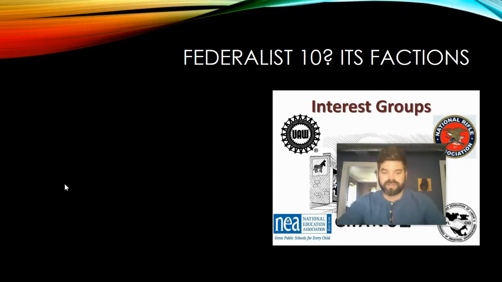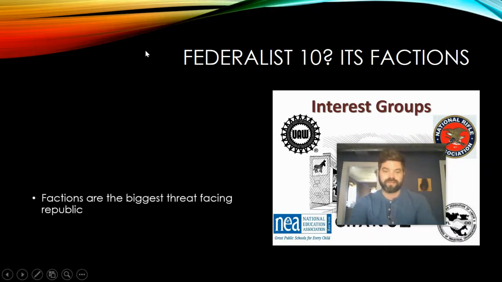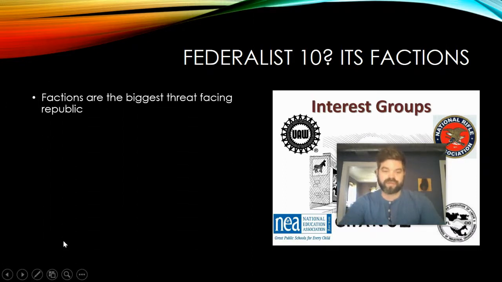Now, obviously, you're going to have this cheat sheet in front of you on the test, but because of the time constraints, it's going to help you if you know each document and what it is by heart, without having to rely on a cheat sheet. So Fed 10, faction. Factions are the biggest threat facing the Republic.